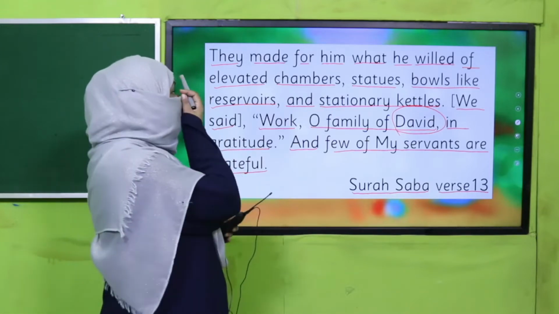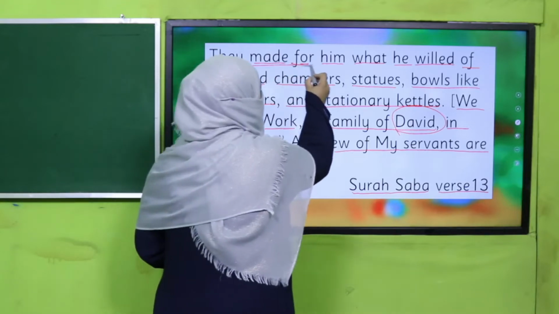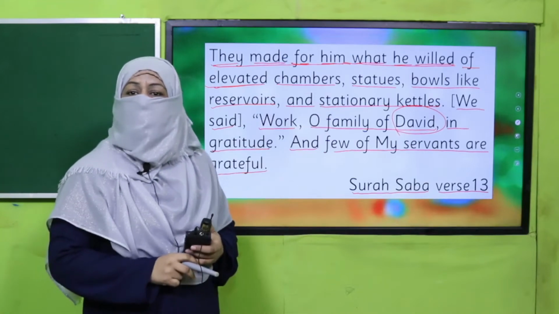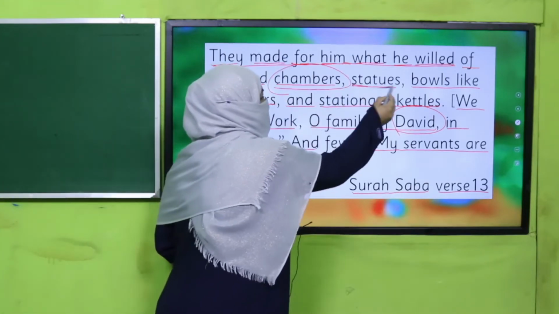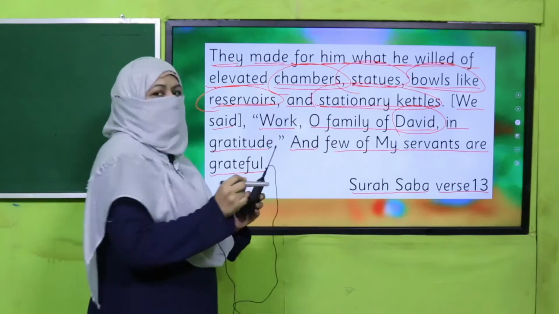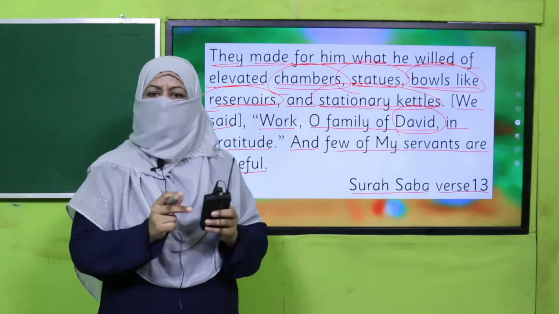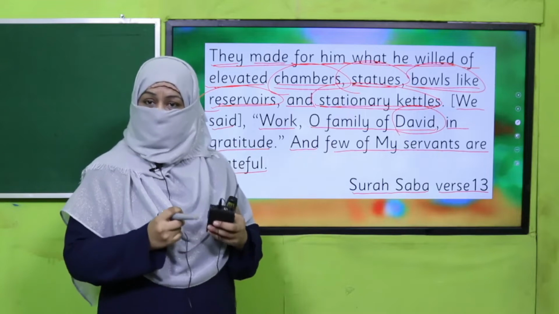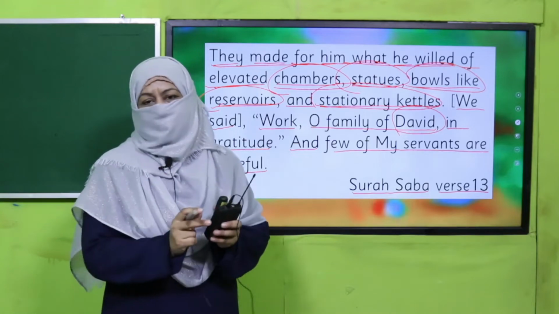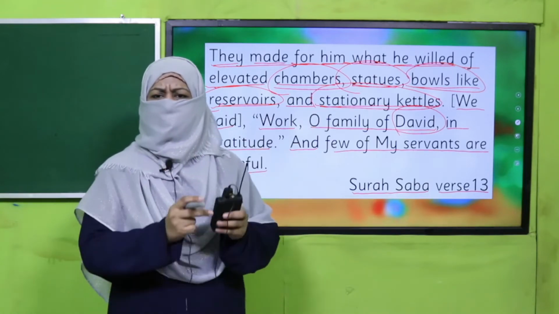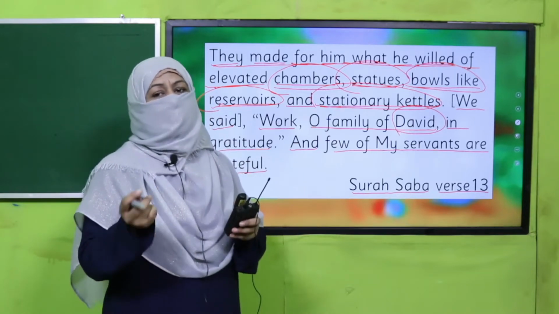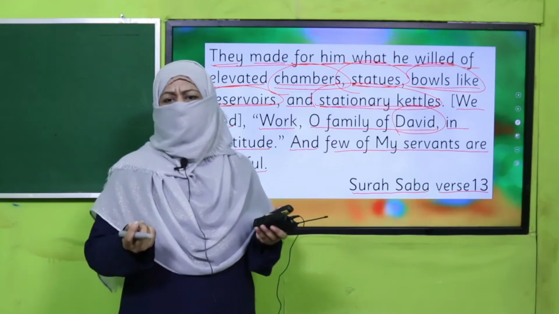And this verse is telling us what those jinn were doing. They were making chambers, statues, bowls like reservoirs, and stationary kettles. So you see, they were making different things. All of these things were made of stone, and they were given different names, because of their look, because of how they are presented. So this is how we present these things in different ways, and we name them differently.